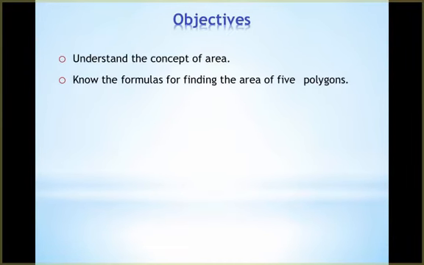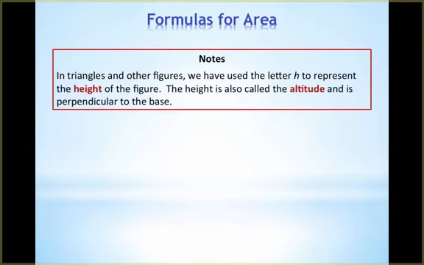Section 5.3, Area. In this section, we're going to be talking about the concept of area and then using formulas to find the area of 5 different polygons. A few things we need to note before we start working through examples is some notation that we're going to use. In triangles and other figures that we talk about, many times we use the letter H to represent the height of the figure. The height is also called the altitude, and the altitude is always drawn perpendicular, or at a 90-degree angle, to the base or bases, sometimes when you have more than one.